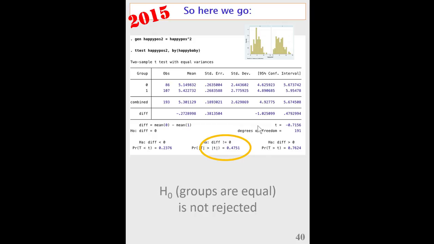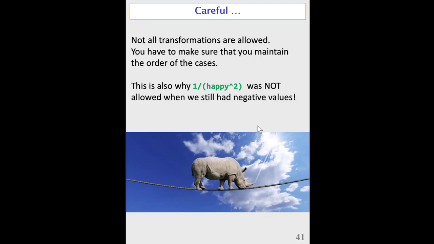We are now, let's say, officially allowed to run that t-test because this variable over there is, let's say, normal enough. And then we see that there still is no difference. So in terms of the answer, it doesn't make any difference. Okay, yeah. Now, something that you have to take into account here.